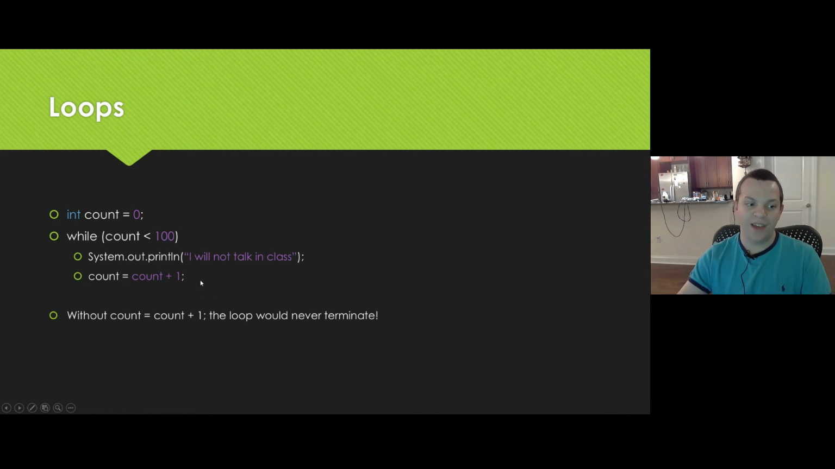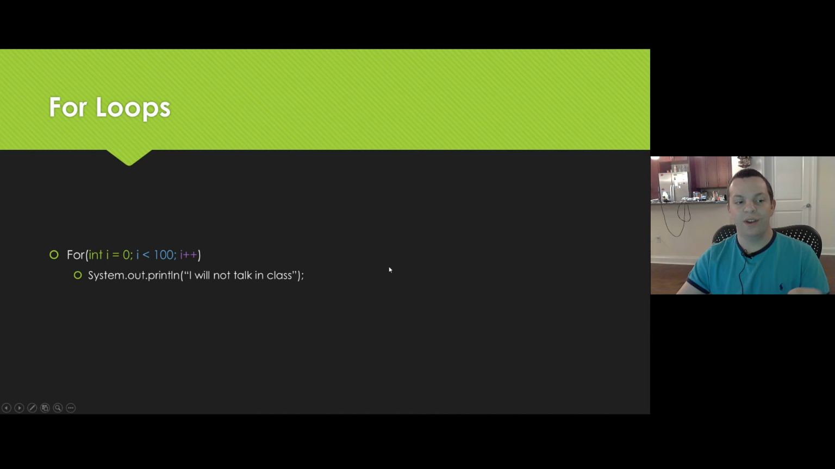And notice that without this statement, if we were to just have while count is less than 100 and System.out.println "I will not talk in class," we would be printing this out to the console essentially forever. Without this count equals count plus 1, we don't get any closer to the terminating condition, and the loop would continue going on forever.